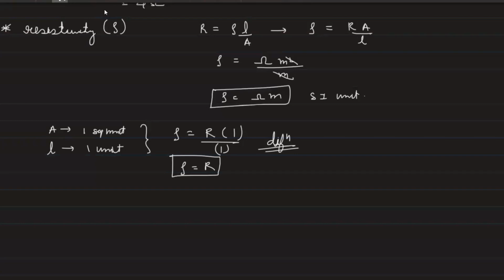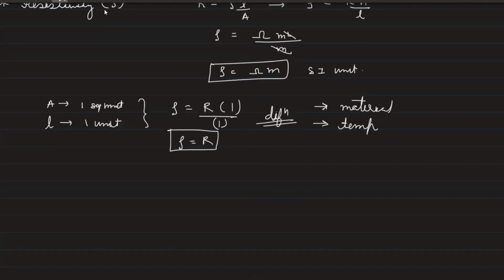Also, what you need to know is that resistivity, of course, depends on the material. If it is a good conductor, a metal, it has a lower value of resistivity. And if it is a semiconductor or insulator, it has a very high value of resistivity. Another thing that affects resistivity is temperature. If the temperature of a material increases, we have seen that resistance also increases, and so does the resistivity.